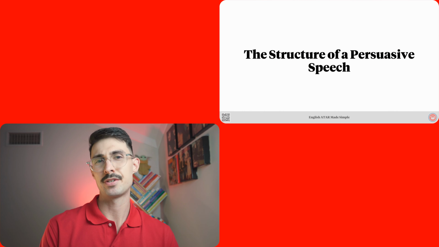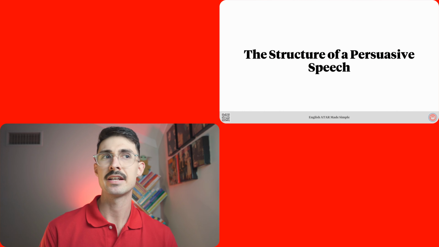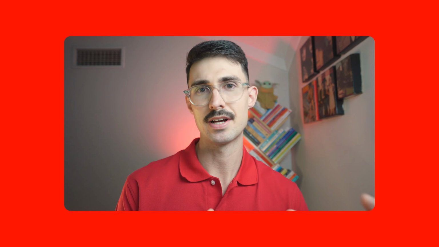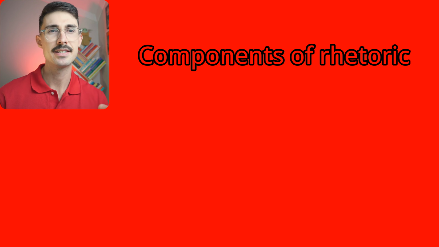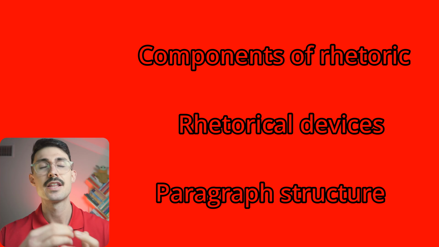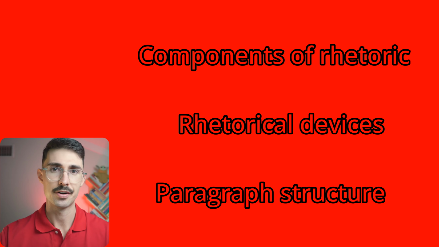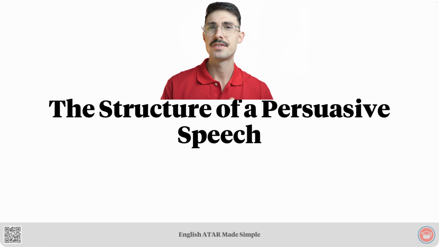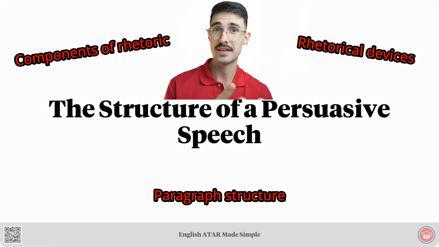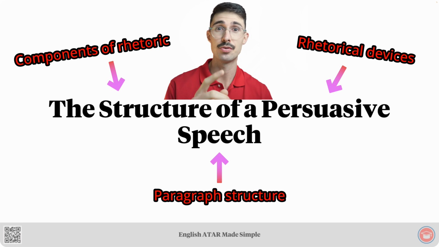I was researching persuasive speeches as I was creating the structure of a persuasive speech that we're about to take a look at. There were 3 themes among all the resources I read about persuasive speeches. These 3 things kept popping up in all the resources. The first one is Aristotle's components of rhetoric. The second one is rhetorical devices. The third is the structure of the paragraphs. This structure of a persuasive speech that we're about to learn blends all the best parts from those 3 themes and all the resources into one scaffold.